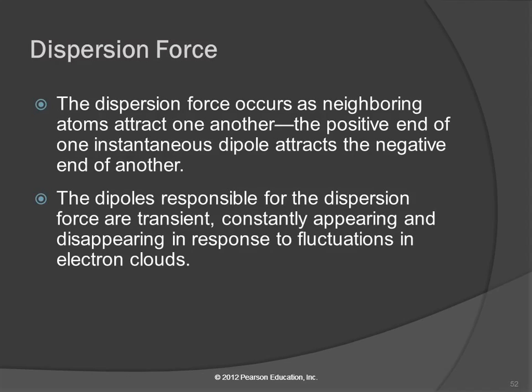So the dispersion force happens as neighboring atoms attract one another. The positive end of one instantaneous dipole attracts the negative end of another. It attracts the electrons. Those dipoles are transient, meaning they disappear. They just come back and forth. So it's not a constant force.